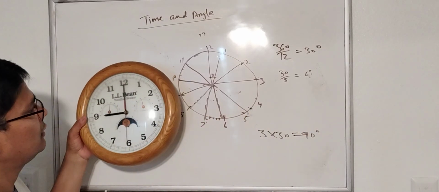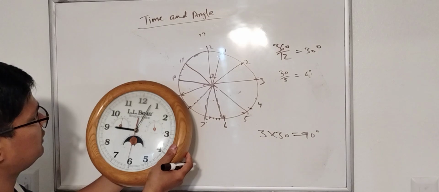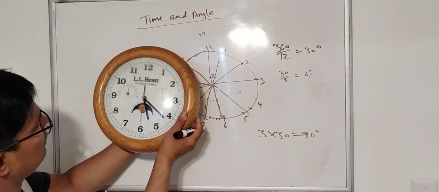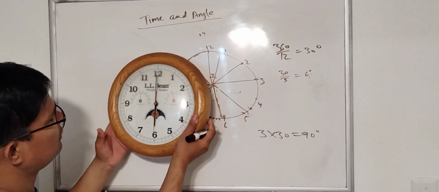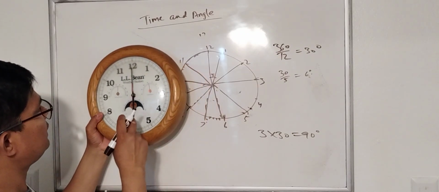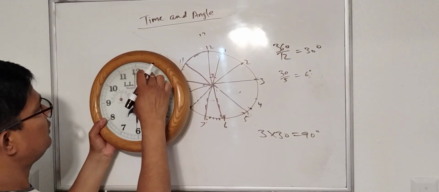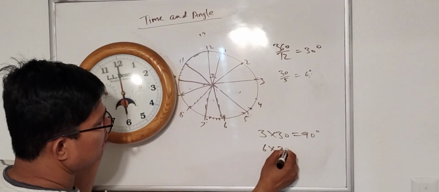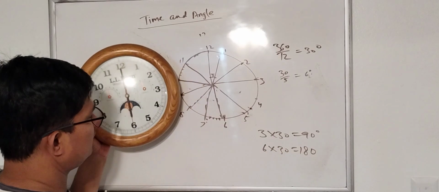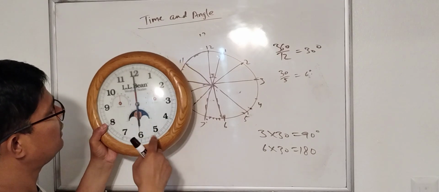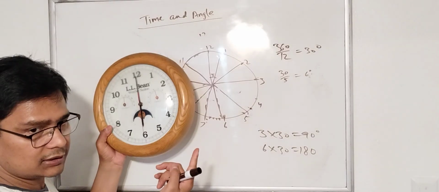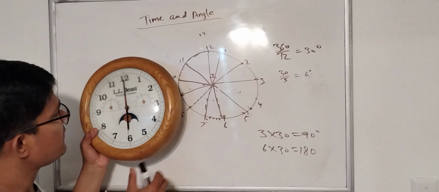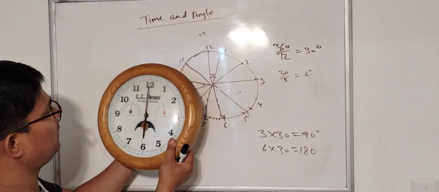Or similarly, let's say I ask you the angle at 6 p.m. or 6 a.m. So you can say, okay, how many blocks are there? 1, 2, 3, 4, 5, 6. So 6 times 30 is equal to 180 degrees. So this angle is 180 degrees, and this angle will also be 180 degrees because 360 minus 180 is 180 degrees.